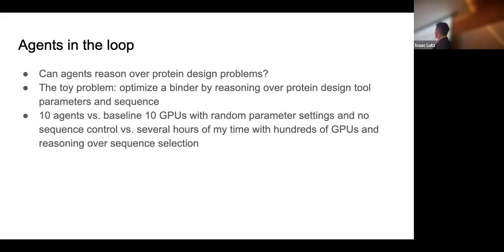And then this is where the last part comes in, which is this is actually a problem that I did the week before. I spent several hours of my time on it, many more computational resources, in this case, hundreds of GPUs. And I reasoned over sequence selection. So actually the choice of sequences to feed back in rather than individual amino acids, because I do not have the patience for that. And so that's the level of sequence reasoning that I could provide to this protein design problem feasibly within my time.